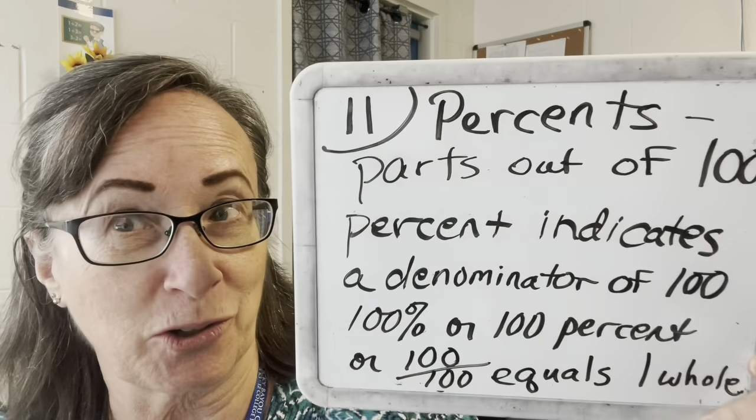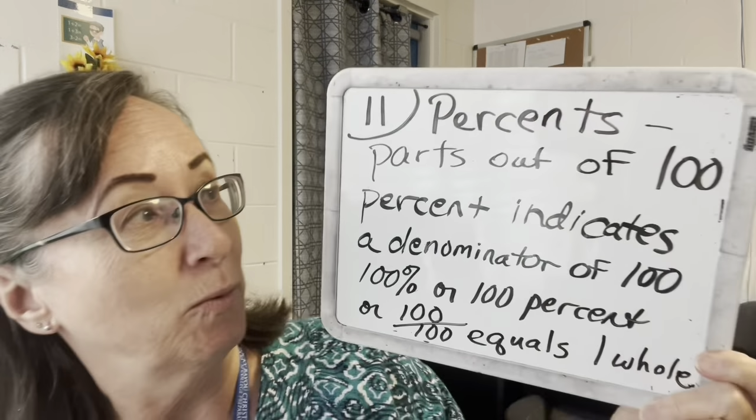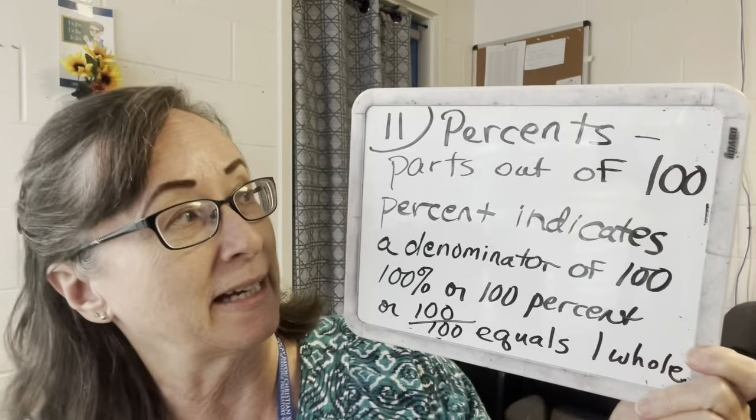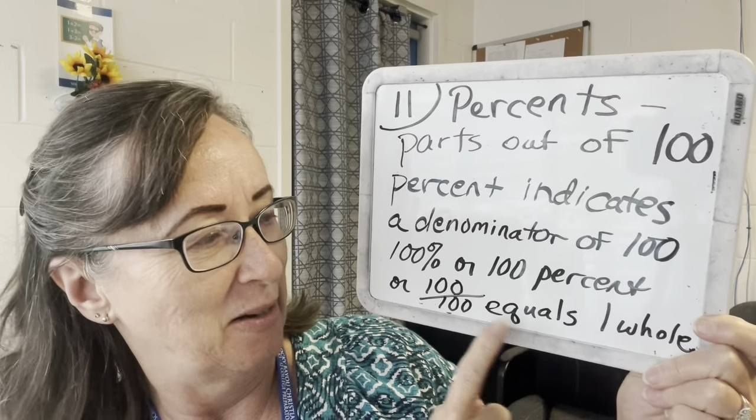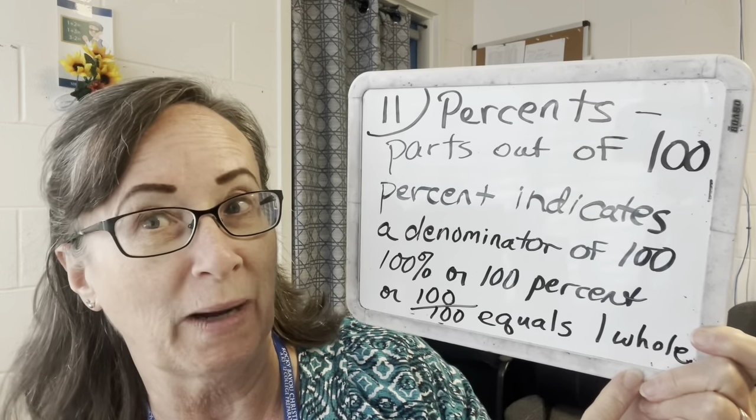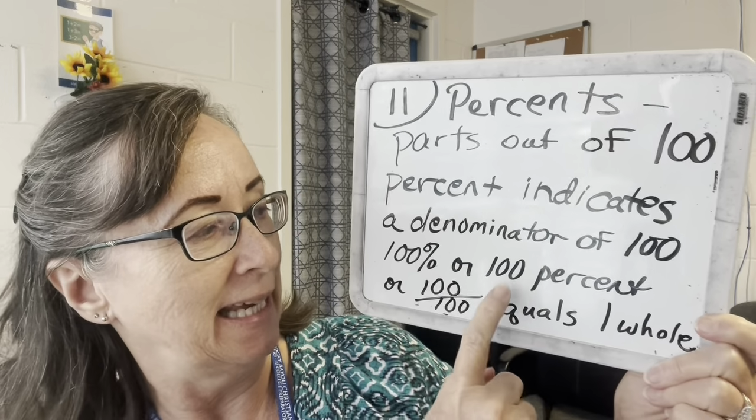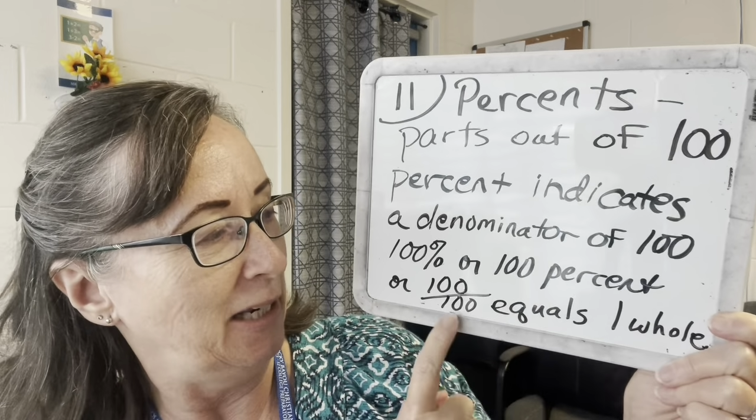Today we are doing lesson 11 in our course 3 Saxon book. We're talking about percents, which means parts out of 100. And percent indicates a denominator of 100. 100% equals one whole. So you might see 100% written any one of those three ways. They all mean the same thing.